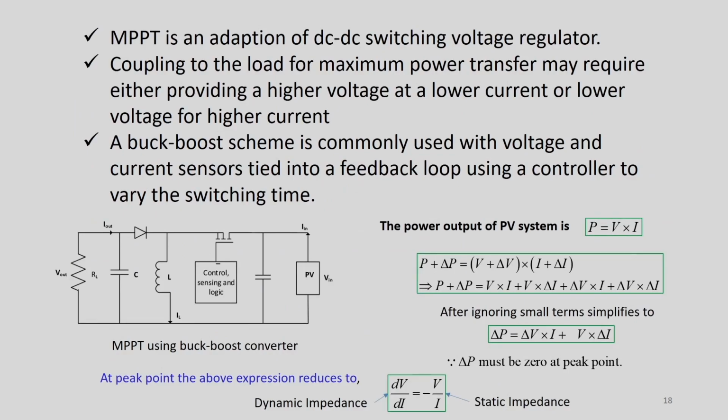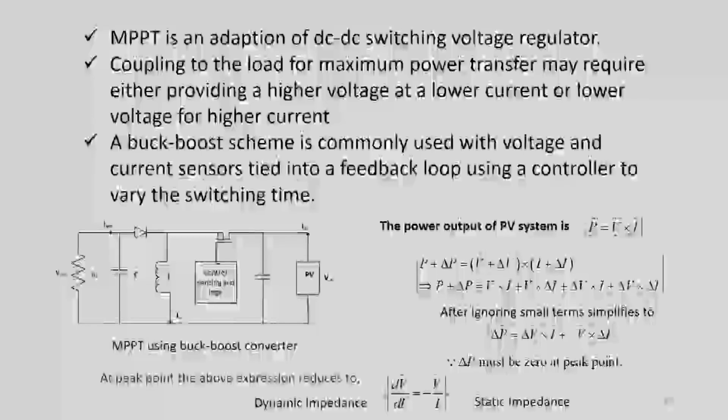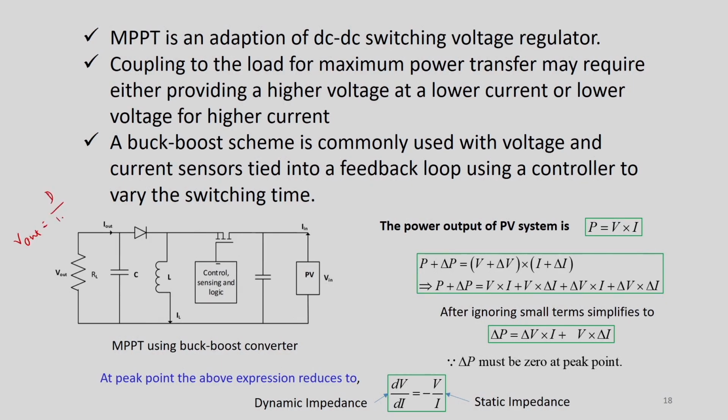This MPPT is an adoption of a DC-DC switching voltage regulator. Coupling to the load for maximum power transfer may require either providing a higher voltage at lower current or a lower voltage at higher current. Normally, a buck-boost scheme is commonly used, with voltage and current sensors tied into a feedback loop using a controller to vary the switching time. So, duty cycle is applied. If I am interested in V output, it is D by 1 minus D times V input, where D is the duty cycle of a MOSFET. This is the buck-boost converter used in MPPT.